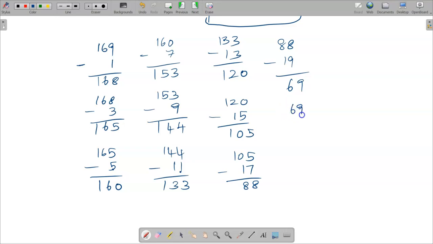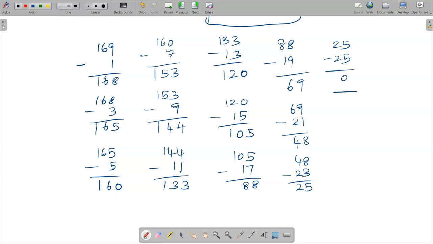So the next number is 69. What is the next odd number? 21. 9 minus 1 is 8. 6 minus 2 is 4. Then again, what is the next odd number? 23. 8 minus 3 is 5. 4 minus 2 is 2. So 25. What is the next odd number? 25. So 25 minus 25 is 0. So now the final answer is 0. You can stop the problem once you have reached 0.